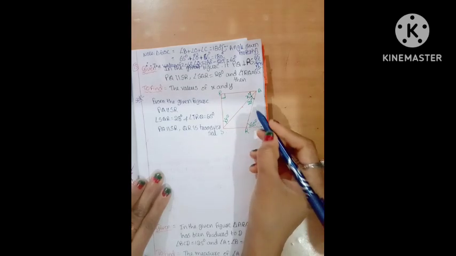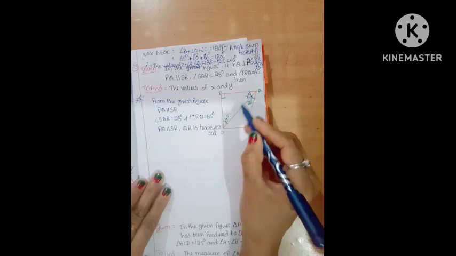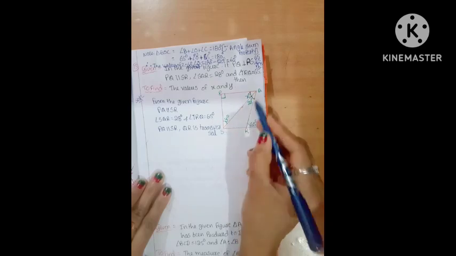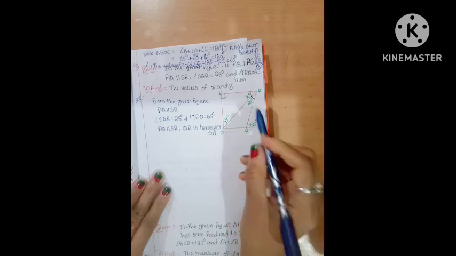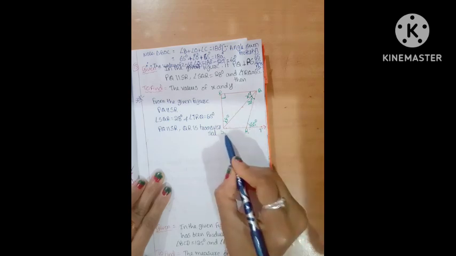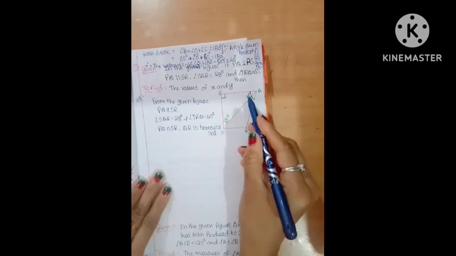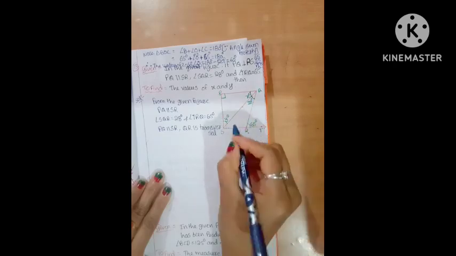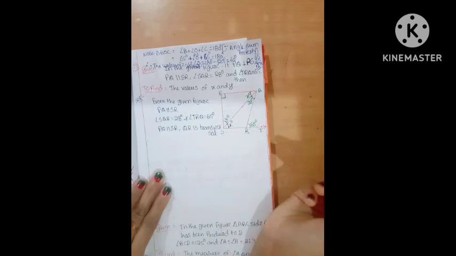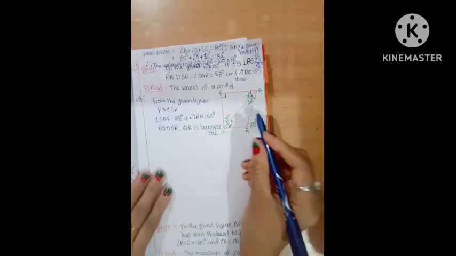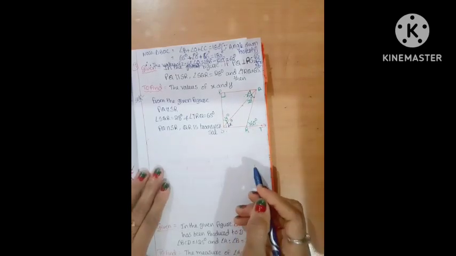Otherwise, another property is also used here. These two are the alternate interior angles. QS is the transversal and PQ is parallel to SR. So these two alternate interior angles are equal. This is also X degrees only. Why is it equal? Because alternate interior angles are equal.